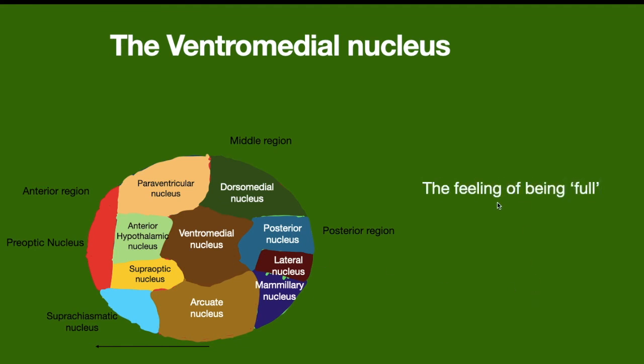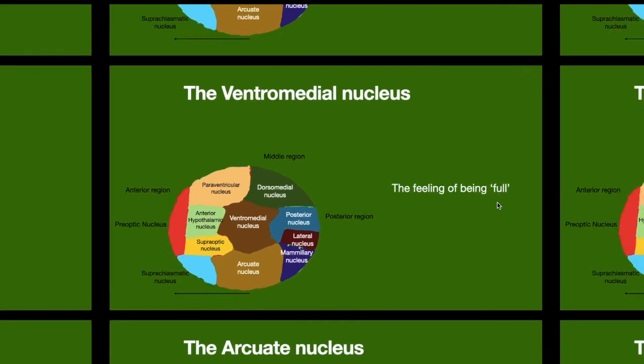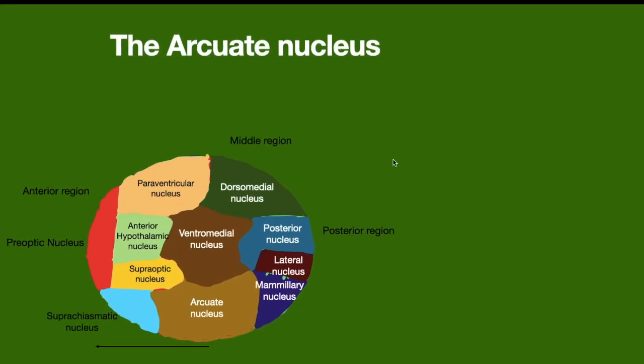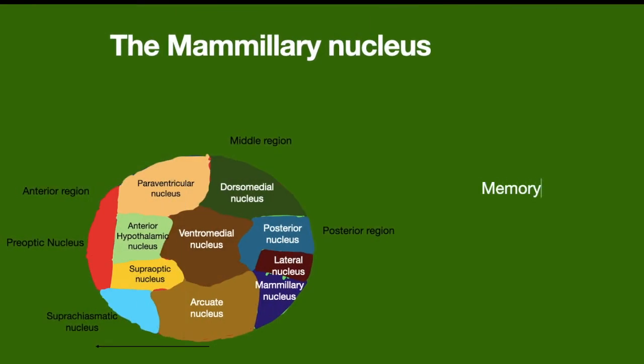It's important for the feeling of being full. So if you have eaten a lot of food, the feeling of being full or satiated. So the next part is the arcuate nucleus, which is over here, and it's important for the growth hormone. We have the mammillary nucleus, which is important for memory. Now it's not involved in all of memory, but it helps the other parts of the limbic system, like the thalamus and the amygdala, do their job in memory.